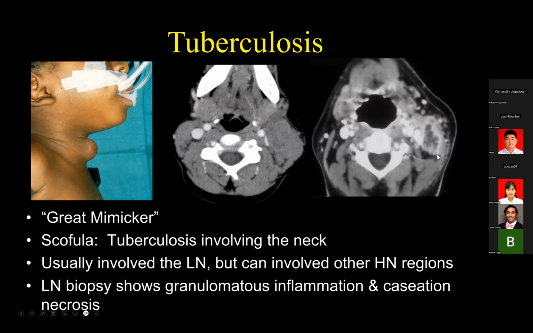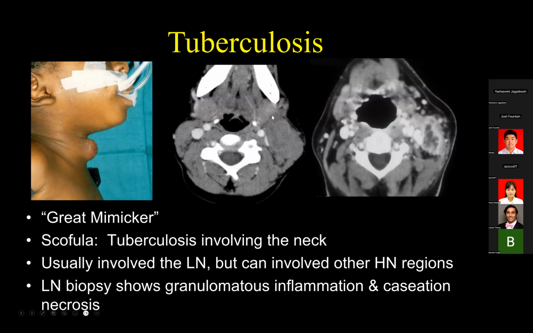So the thing about tuberculosis, in the Midwest, we tend not to see a lot. When it involves the neck, it's been given the name scrofula. This is tuberculosis of the neck, and it is the great mimicker. And it's one of these things where I learned as a resident, you only see what you look for and you only diagnose what you know. And in order to make the diagnosis, you have to think of the diagnosis.